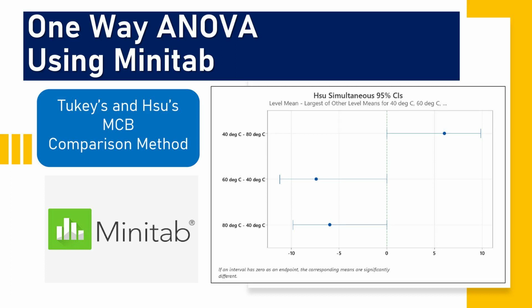The one-way analysis of variance, ANOVA, is used to determine whether there are any statistically significant differences between the means of two or more independent, unrelated, groups. One-way ANOVA in Minitab leverages Tukey's and Hsu MCB methods for comprehensive mean comparisons across groups.